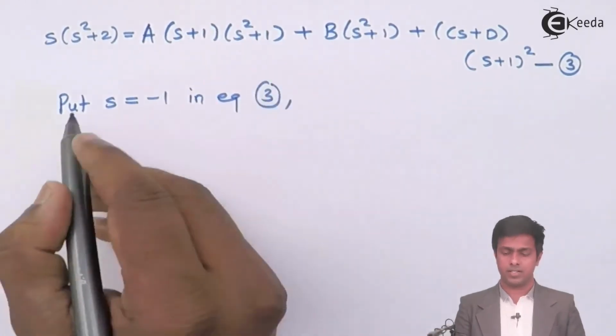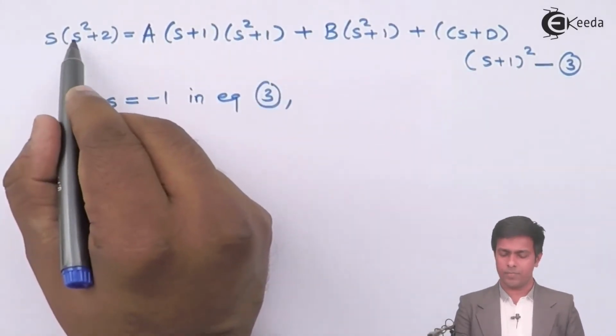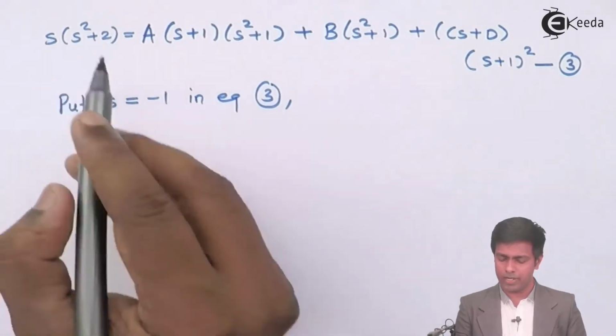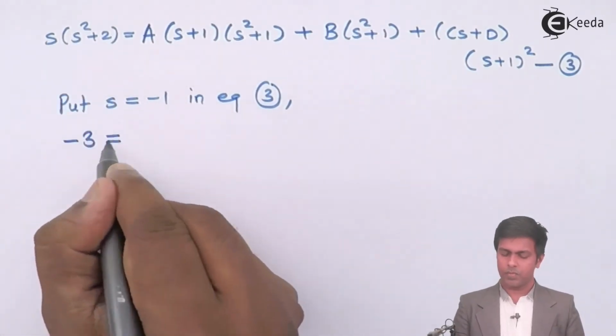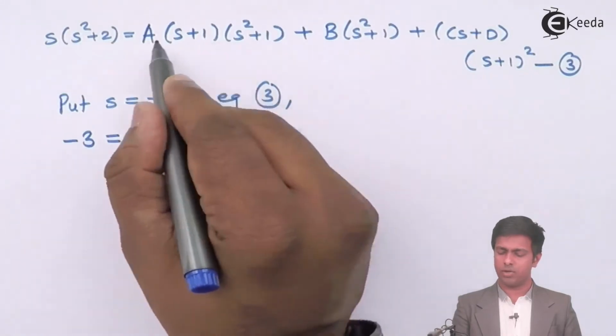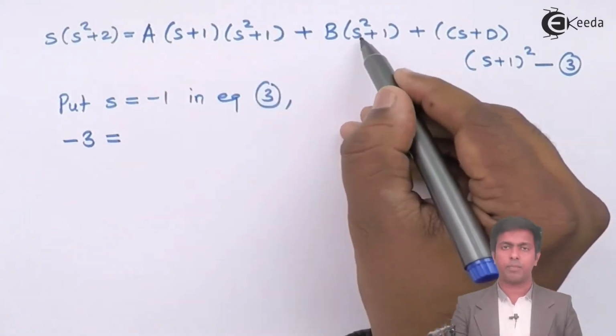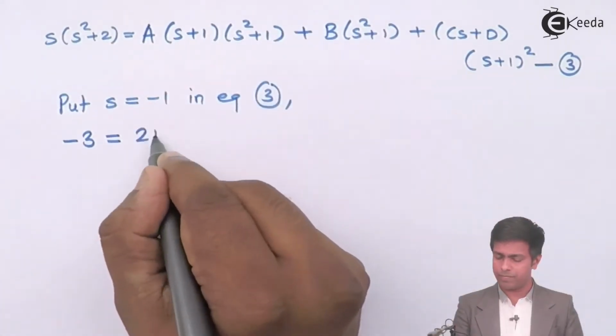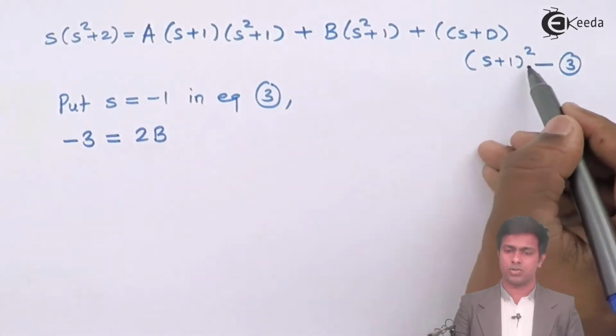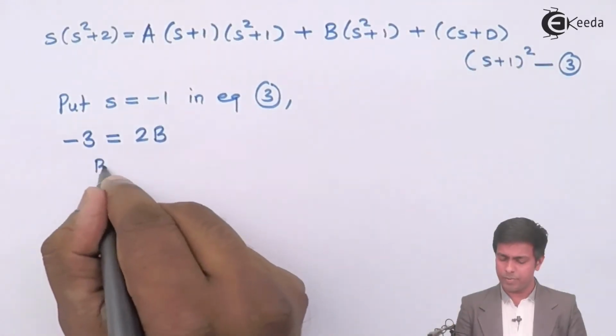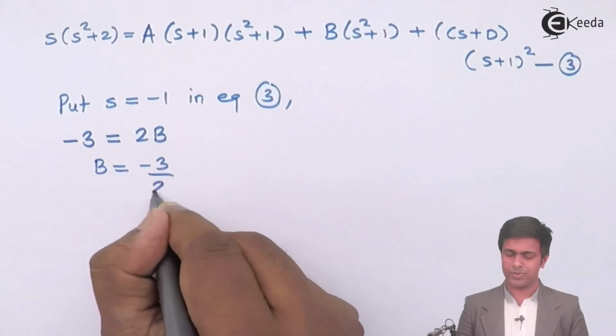So guys, this will give us (-1) square, 1, plus 2, 3 into -1, so -3, equal to, here -1 plus 1, so this is 0, (-1) square 1, 1 plus 1, 2, so that becomes 2b, here -1 plus 1 is 0, this is 0. So it means the value of b is -3 upon 2.